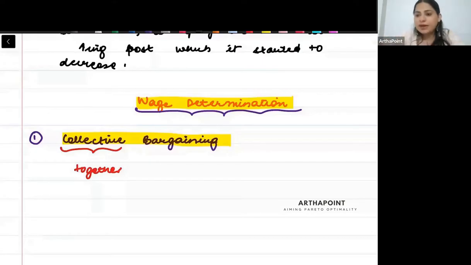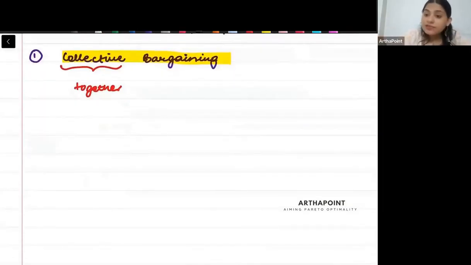That is collective bargaining. When you have a labor union and one person is not asking for a different wage, all those people together, they go ahead and they ask for a particular wage. That is an example of collective bargaining. So let us write down the formal definition of it.